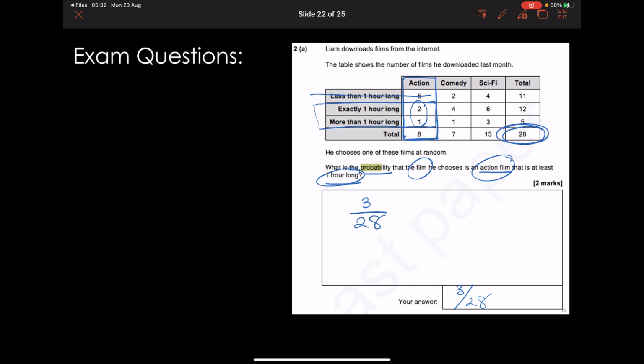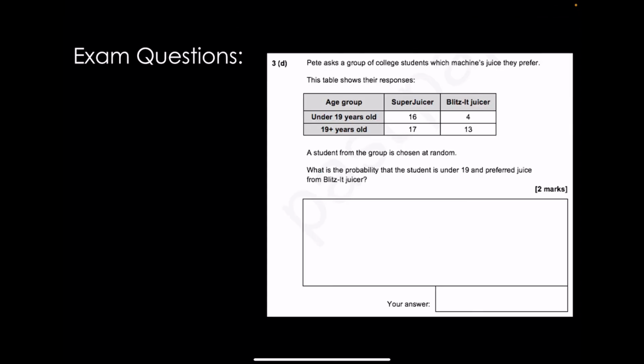We just need to be very careful about the totals that we're using. We're choosing from all of the films, and we're working out the probability that he chose an action film that was at least 1 hour long. If it said he chooses an action film, what is the probability that it's at least 1 hour, then our bottom answer would have been the total of the action films. But in this case, we're looking at all of the films. Okay, so I've got one more for you.